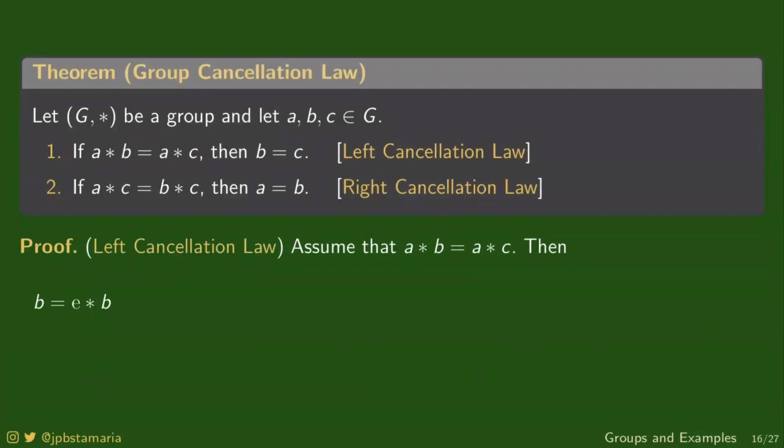I start with B. I express B as E times B, E being the identity. Okay? Right. Now, E, I'm going to re-express E as the product A inverse times A. Diba? I can write E as A inverse times A because A and A inverse are inverses. So their product is E.